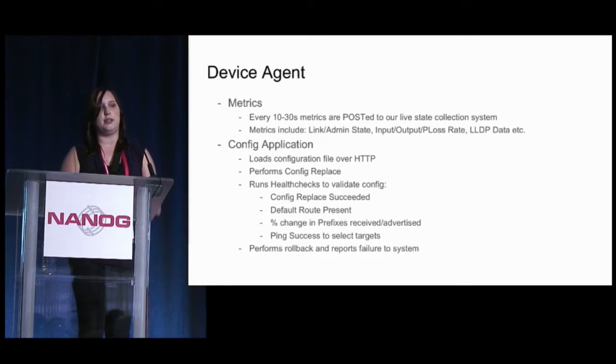What this then allows the system to do is automatically perform a rollback and report back if something did go wrong, and then a network engineer can get involved and resolve it.